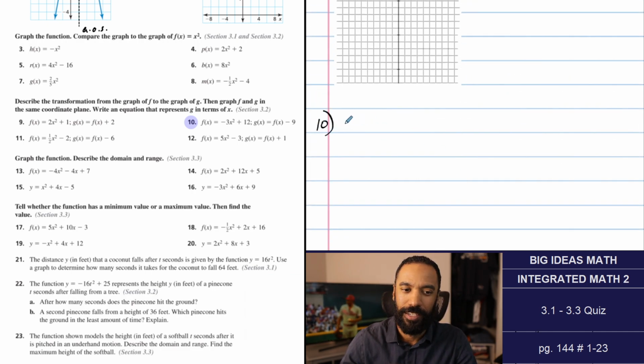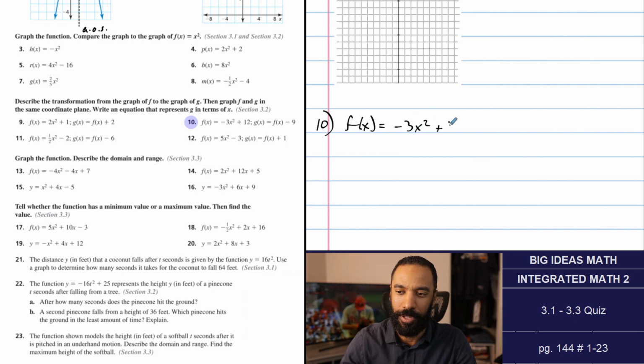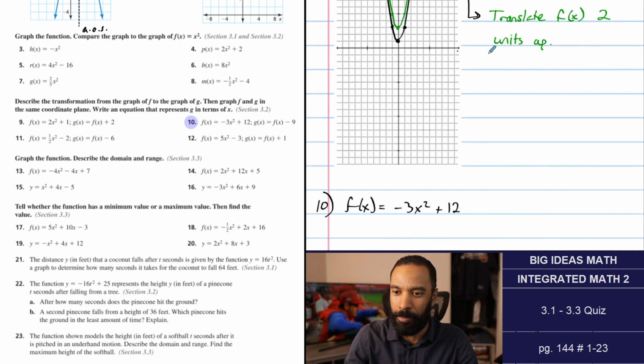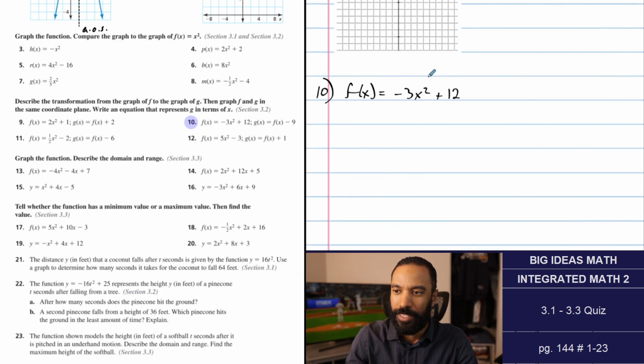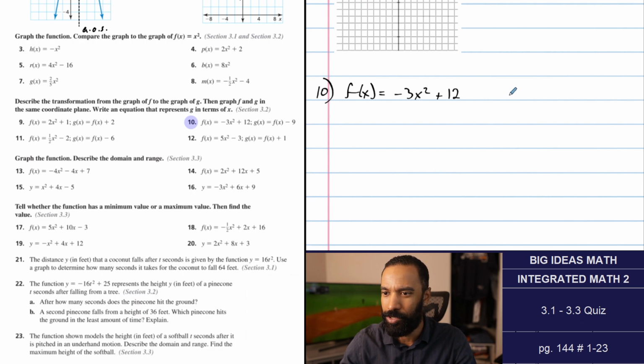Number 10. We'll do f of x equals negative 3x squared plus 12. Yeah, I'm so glad that I learned my lesson about doing the tall graphs. I don't know. Did I do tall graphs at the time of these in 3.2? I hope. g of x equals f of x minus 9.